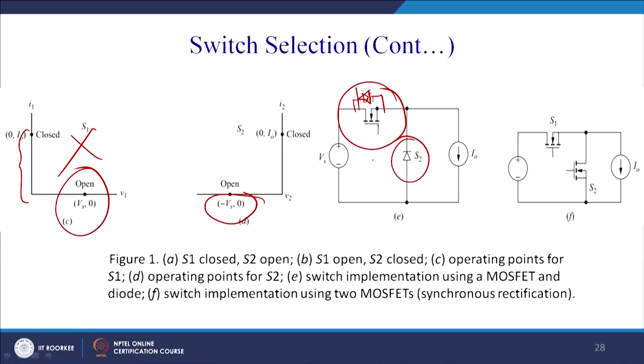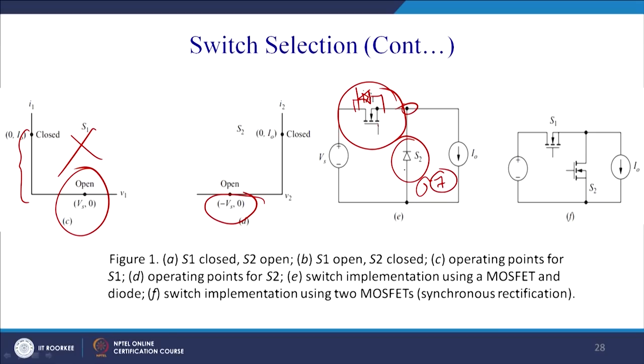What happened here in S2? S2 will carry the current in the positive direction, unidirectional, and it has to block the reverse voltage. So, for this reason, a diode in anti-parallel, from this node point of view, this configuration will be most suitable.